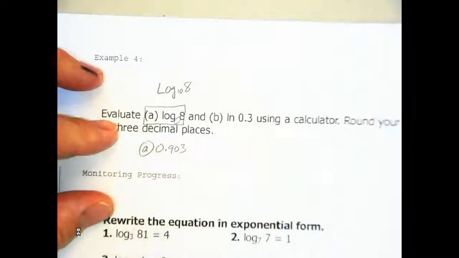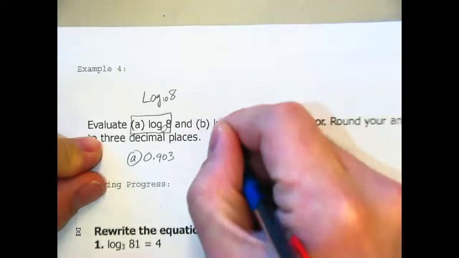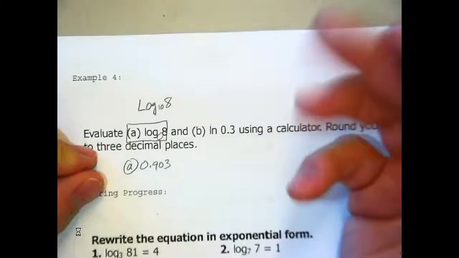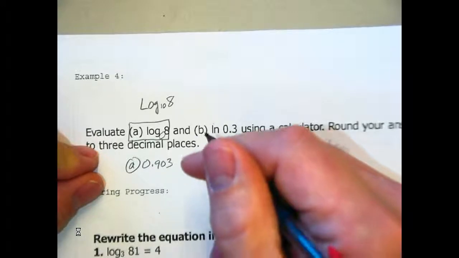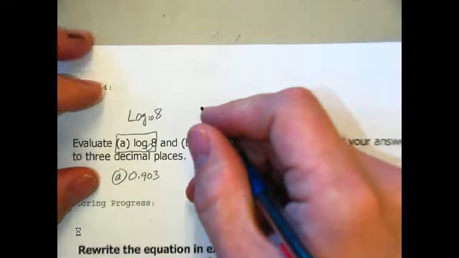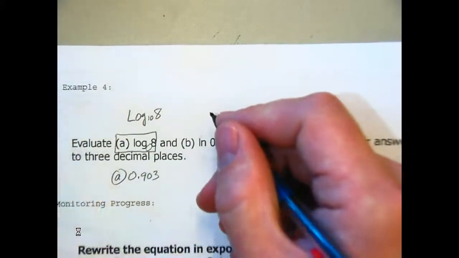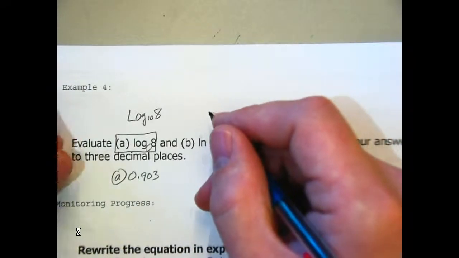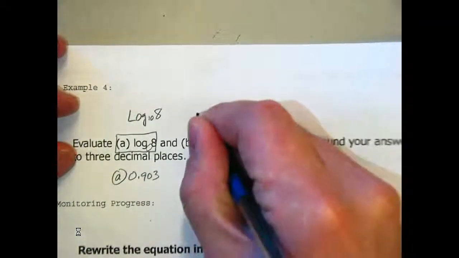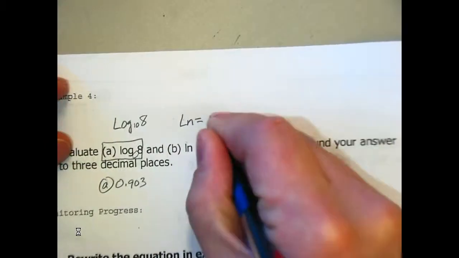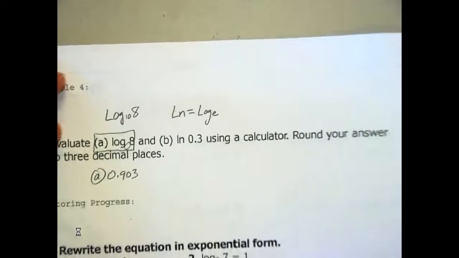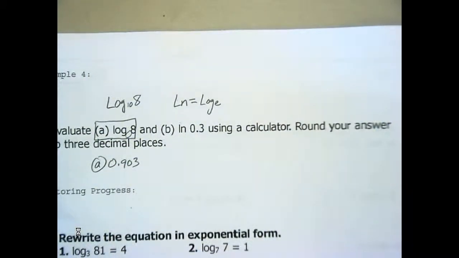All right, now part B is ln. ln is the natural log. Log naturel, French way. The natural log is the log of the natural number. What is the natural number? E. So really, ln is the same thing as log base E. They mean the same thing. We just call it the natural log because it's cool. That's probably not why.